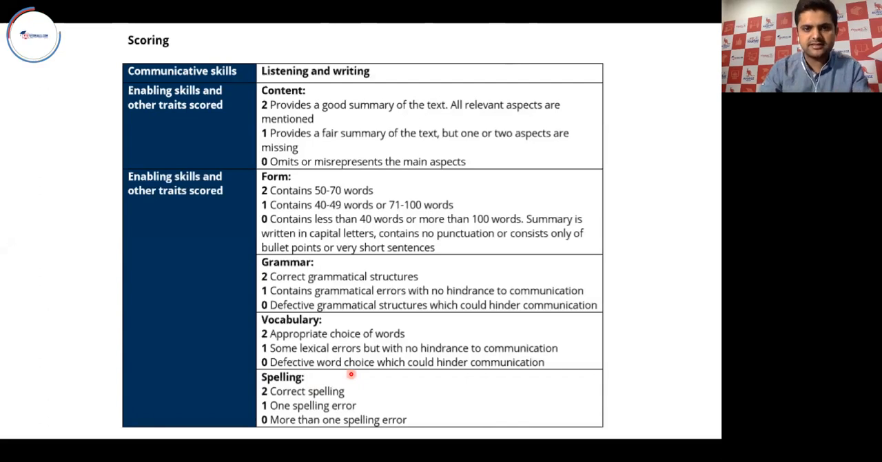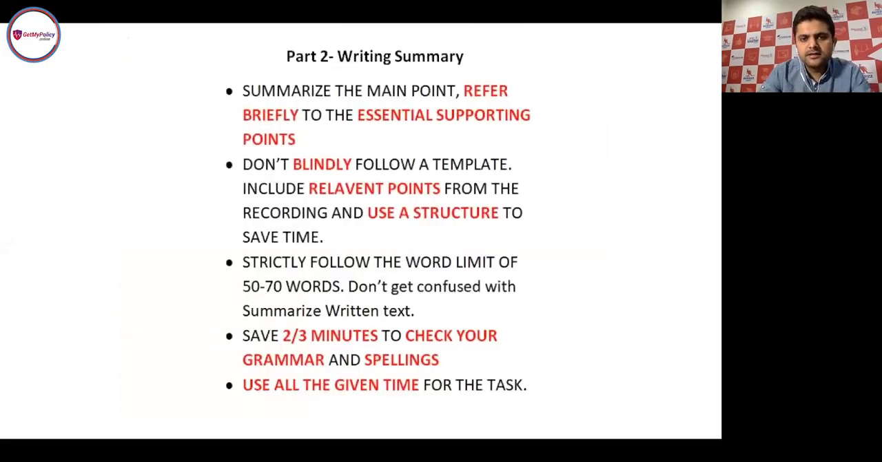Now we'll discuss how to write this summary, but just remember this: you have to take care of content, form, grammar, vocabulary, and spelling. All right. So now, how to write a summary, or what to do when you're writing a summary, what to remember. Summarize, as we discussed earlier, the main point and then refer briefly to the essential supporting points. Okay, so summarize the main point.